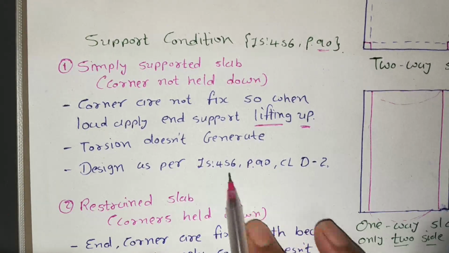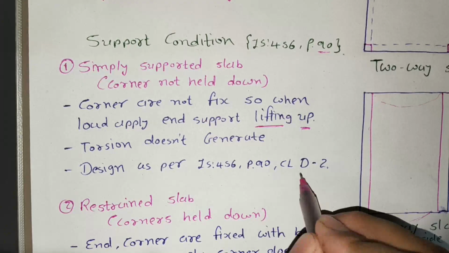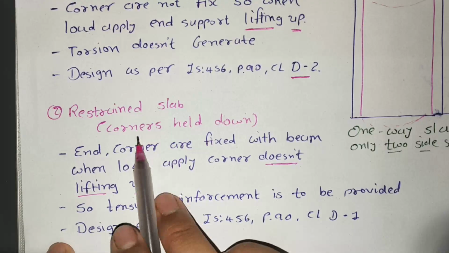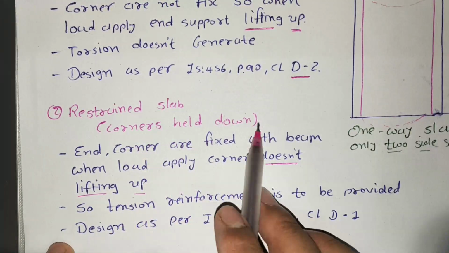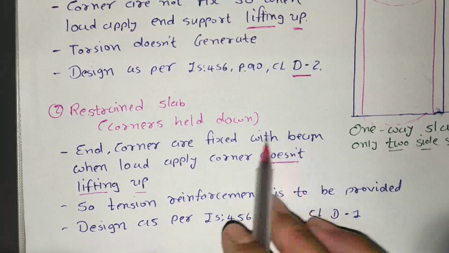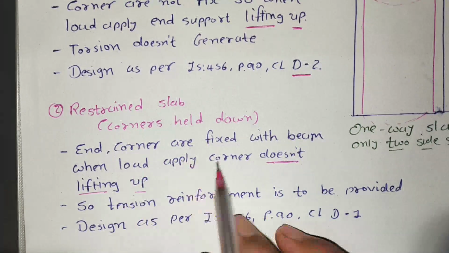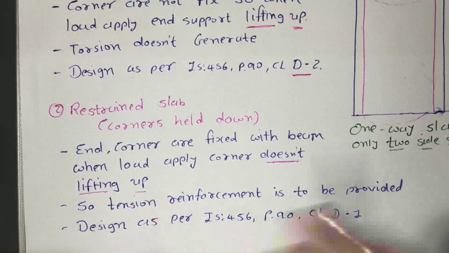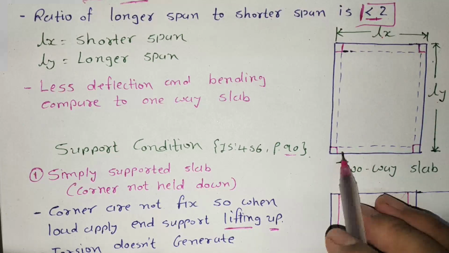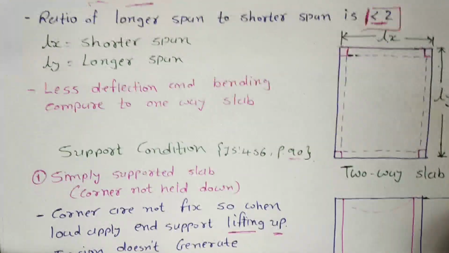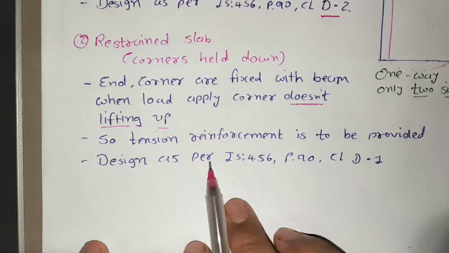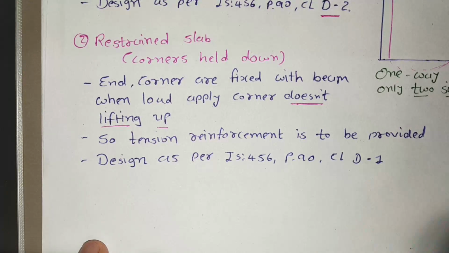The design is as per IS code page number 90, clause number D-2. I will show you in the IS code. This is the second case. Restrained slab is also called corners held down, in which condition the corners are fixed with the beam. That means the corners are bound with the beam. When the load is applied, the corner does not lift up. So this is the support which does not lift up in the case of corners held down. So tension reinforcement is to be provided, and designing is as per IS code page number 90, clause number D-1.